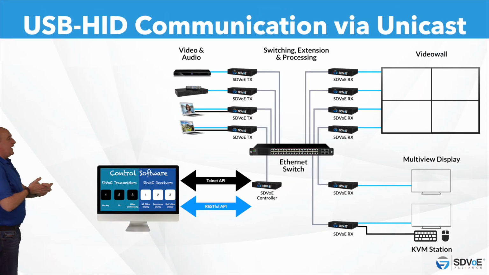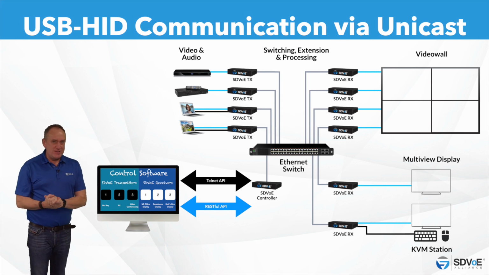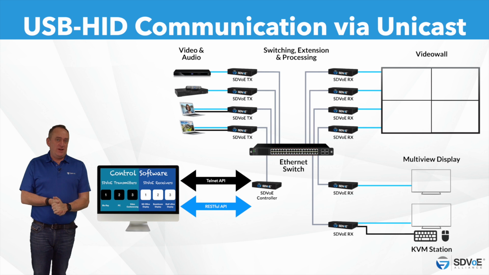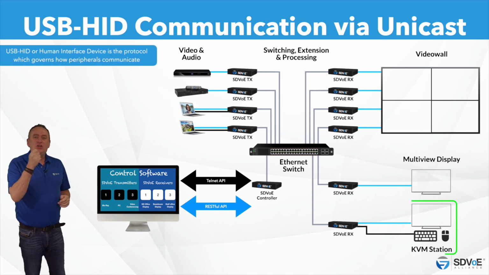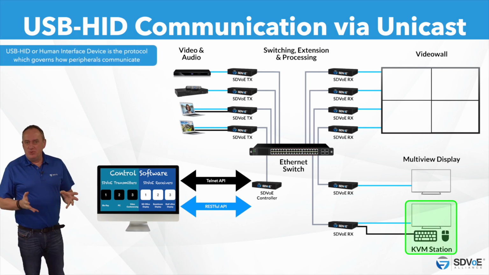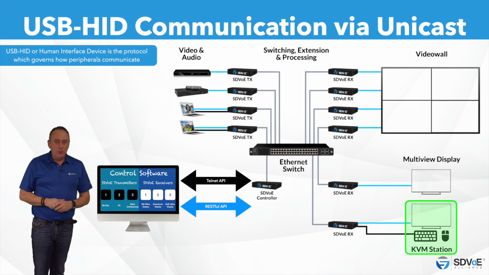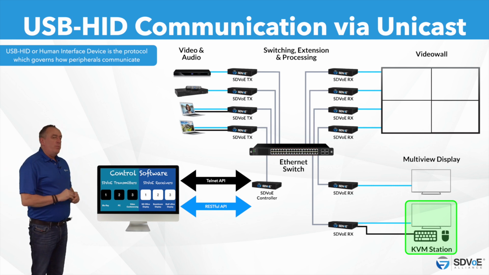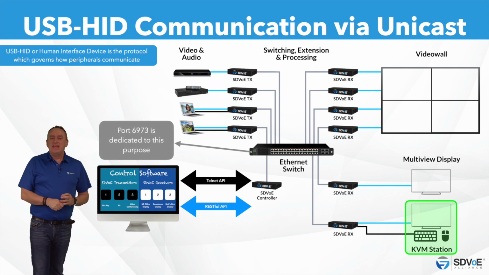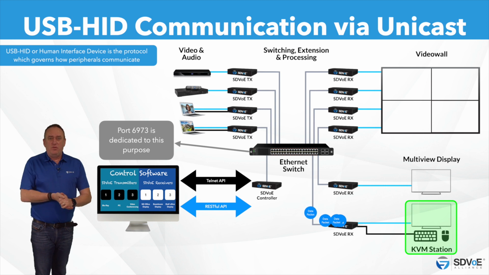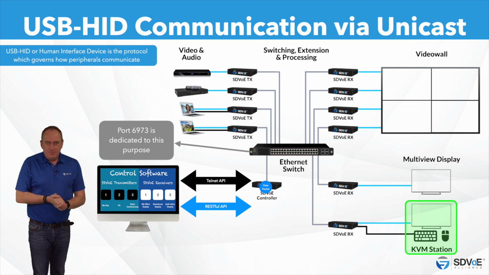What have we got here? USB, good old USB. USB-HID, or human interface device. This is a protocol which governs how peripherals such as keyboards and mice communicate over the network, again, using UDP. Now, port 6973 is dedicated for this purpose, and it operates like a private channel for confidential conversations.